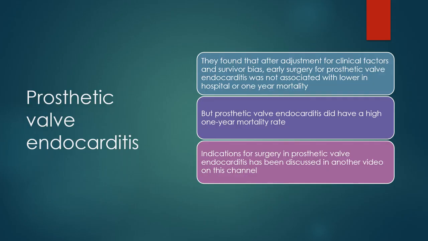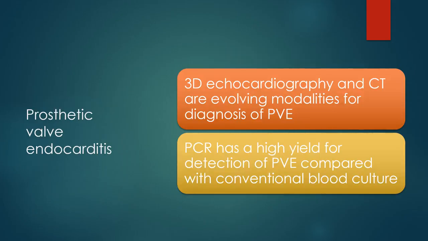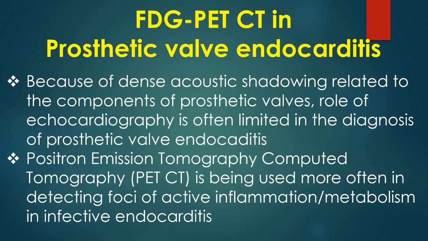Indications for surgery in prosthetic valve endocarditis have been discussed in another video on this channel. 3D echocardiography and CT are evolving modalities for diagnosis of prosthetic valve endocarditis. PCR has a high yield for detection of prosthetic valve endocarditis compared with conventional blood culture. Because of dense acoustic shadowing related to the components of the prosthetic valve, the role of echocardiography is often limited in the diagnosis of prosthetic valve endocarditis.